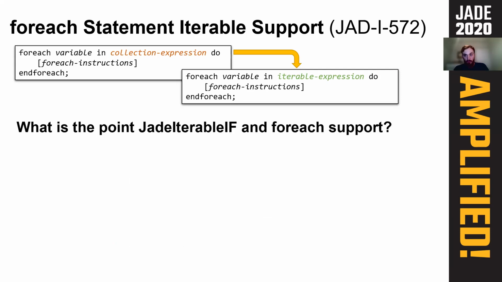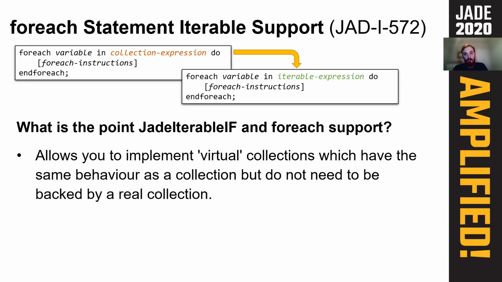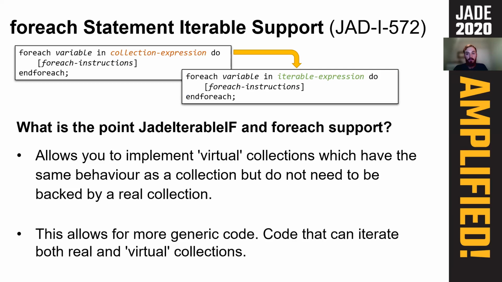We've added these new interfaces and we now support them in the foreach statement, but what's the point? Well, the main reason is it will allow you to create virtual collections that have the same behavior as a real collection, can be used in place of a real collection, but don't actually need to be backed by one. This will in turn allow you to create more generic code that can handle both real and virtual collections and iterate either.